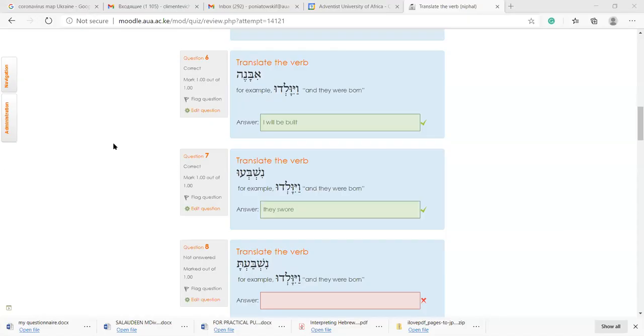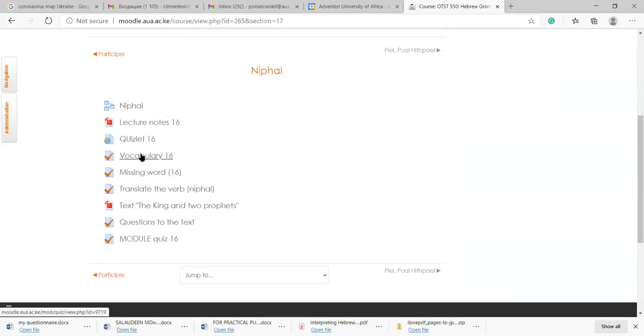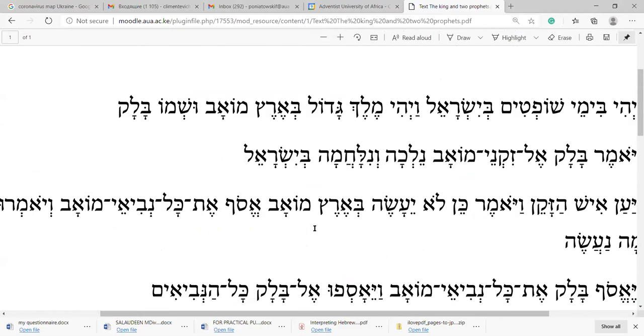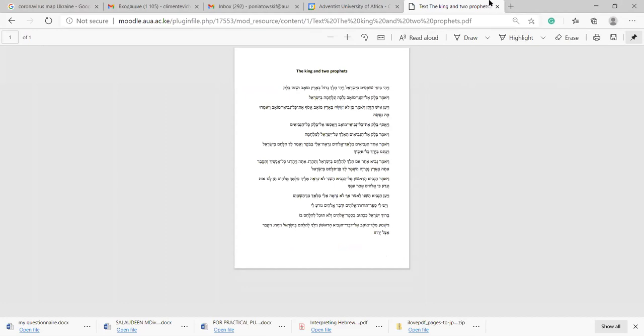And everything else in our class, in your assignments, is actually as usual. So what should you do? Let me see. Of course, like always, the vocabulary quiz, the missing word assignment, the translate the verb assignment. This is what we practice. The text, the king and two prophets. And when you read this text, you will encounter some Niphal verbs here. And you will need to translate the text and answer the questions after the text. And of course, the module quiz as usual.